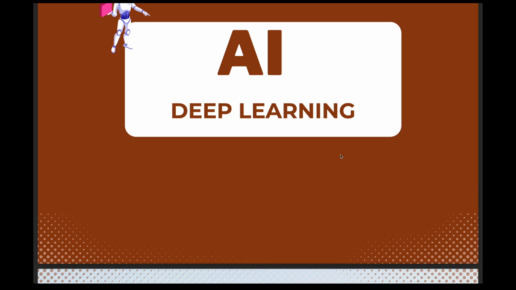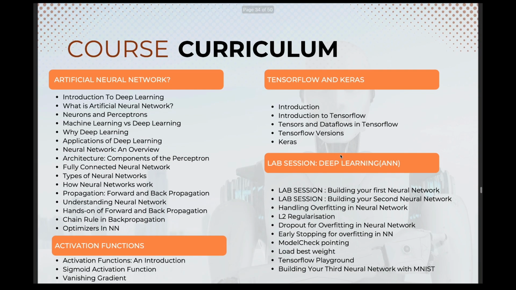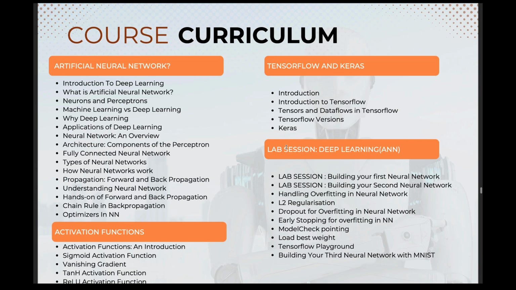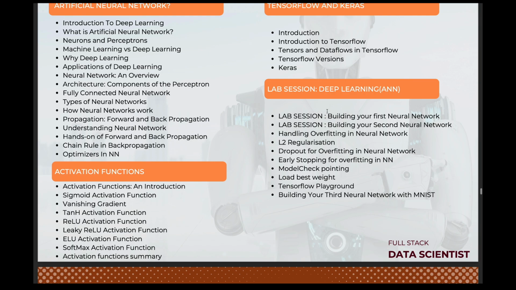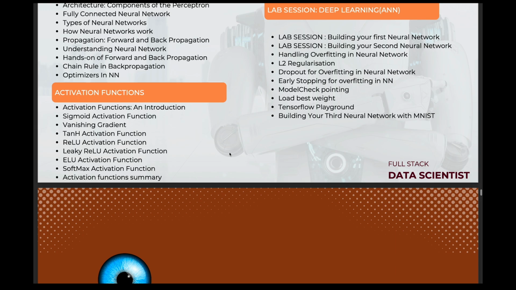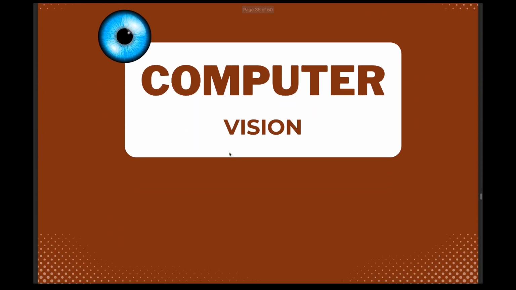You start with deep learning, right? Inside deep learning, there are a whole lot of things, right, that we're going to do, like artificial neural networks, TensorFlow and Keras. There are some lab sessions for deep learning, a whole lot of things that you're going to do over there, right? Activation functions and all that, okay? Then we start in the specializations, that is computer vision and natural language processing. We will start first with computer vision, right?